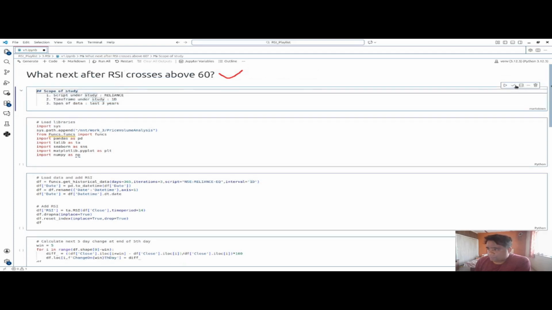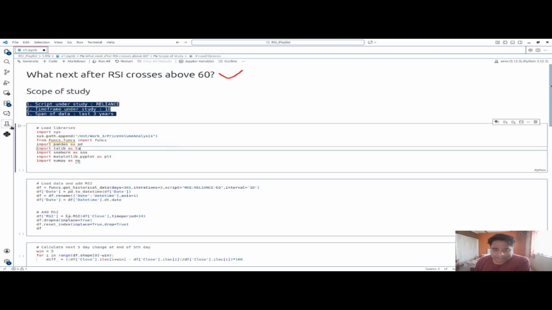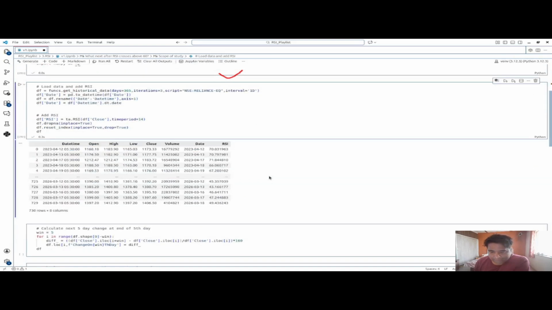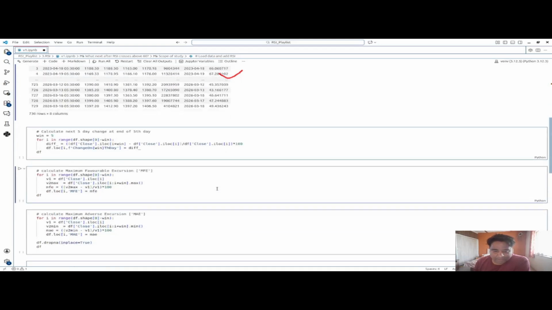Now what we'll do, we'll try to fetch some libraries. Okay, first step is done. Next we will load data and add RSI. Yes, the data is loaded, we have extracted the date also, and we have added the RSI. Next, let me put the framework of analysis. We'll calculate 3 types of parameters.